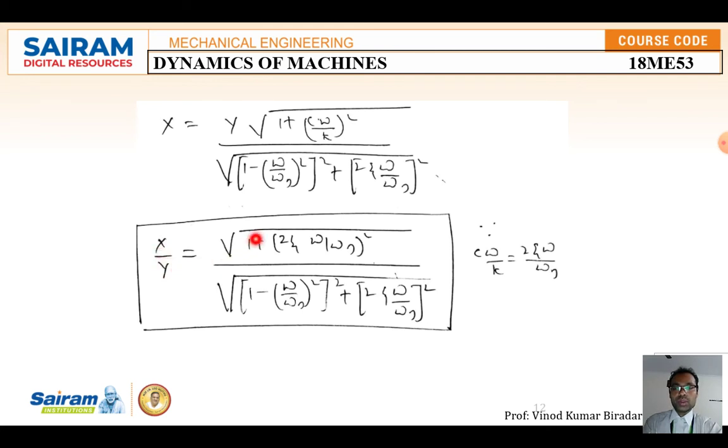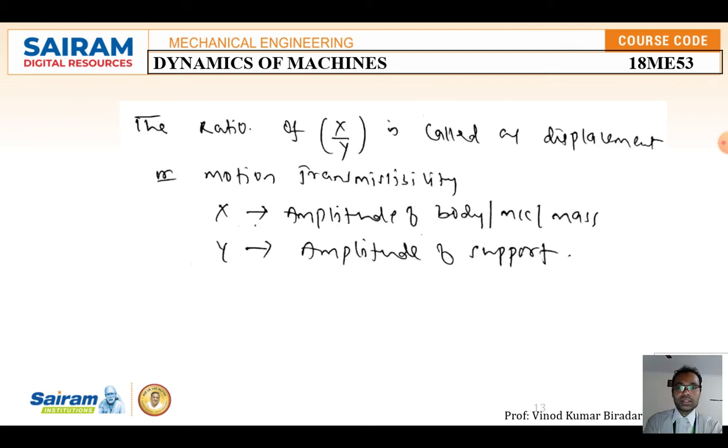So x by y is the square root of 1 plus (2 zeta omega by omega n) whole square, divided by the square root of (1 minus (omega by omega n) whole square) whole square plus (2 zeta omega by omega n) whole square. This is the relative amplitude equation, that is, the amplitude of absolute motion. So this equation is called absolute motion. Up to now we derived this equation, where x is the amplitude of the body of the machine or the given component, and y is the amplitude of the support. The ratio x by y is called displacement transmissibility, or motion transmissibility, or the absolute motion. So this is the derivation of the equation for the absolute motion.